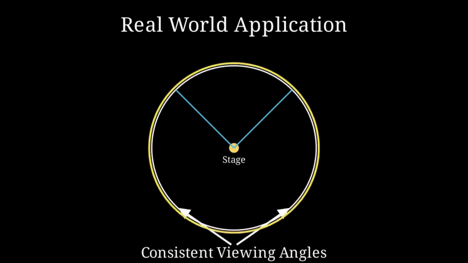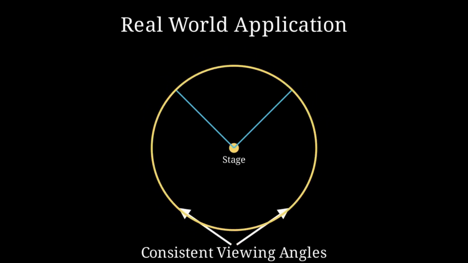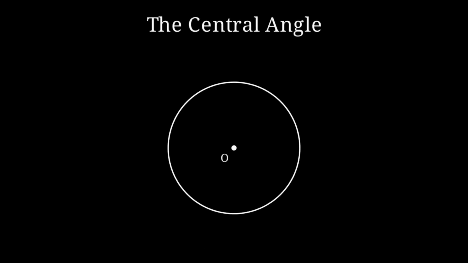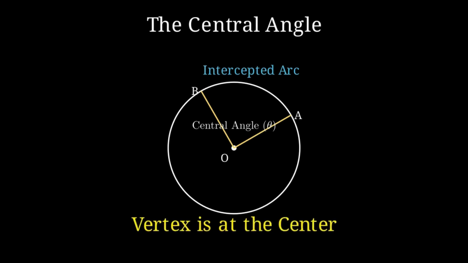Let's dive into the core definitions to see how these angles are formed and measured. A central angle is formed when two radii meet at the center of the circle. The vertex is always the center point O. The measure of this central angle is exactly equal to the measure of its intercepted arc.